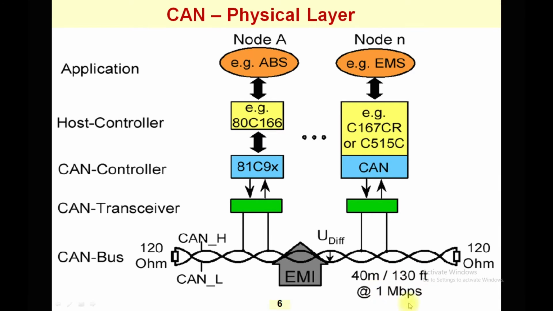The data rate of CAN is about 1 megabit per second, which can transmit data up to 40 meters at 1 megabit per second. Still, you can increase the length, but the data speed will get reduced. That's the only thing. So this is the CAN structure where all the nodes or all the applications can communicate with another application through the CAN bus, as shown here.